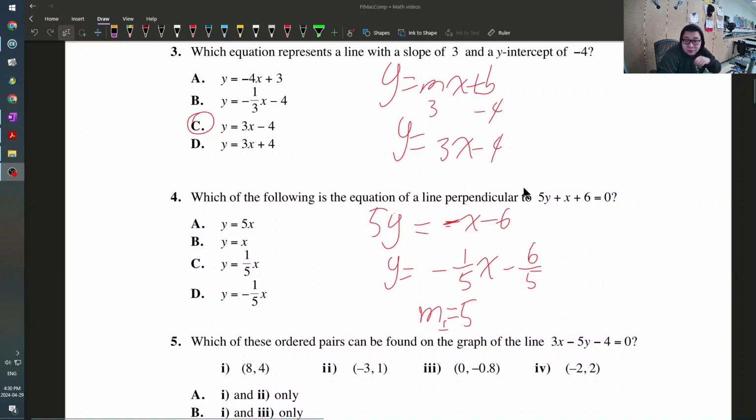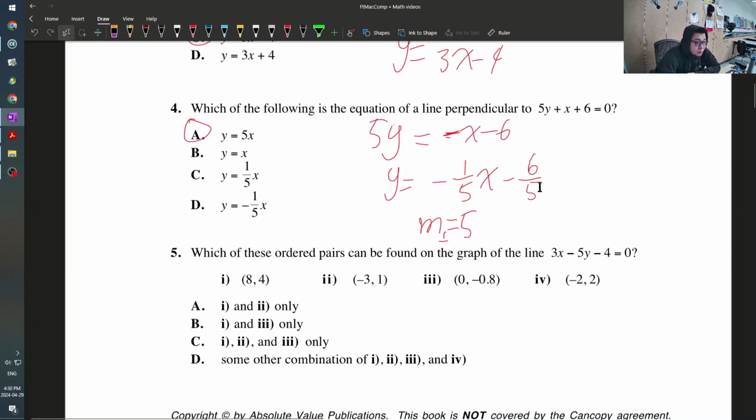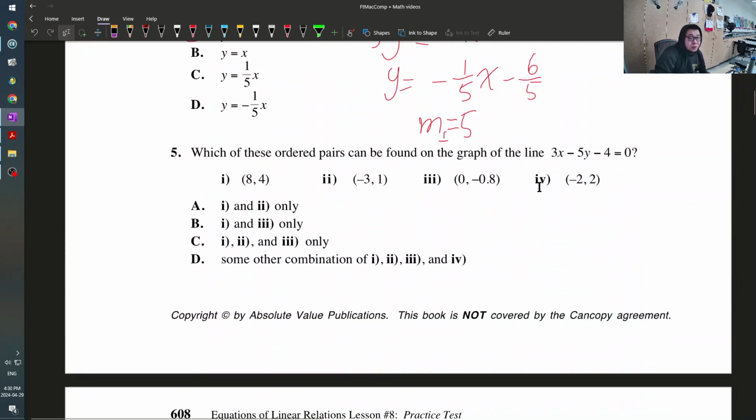So the slope is 5, and 4 is A. Okay, which of the ordered pairs can be found on the graph 3x minus 5y minus 4 is equal to 0? So plug in all the numbers. So this is x and y, right? So make sure you plug everything in. So 3 times 8 minus 5 times 4 minus 4. So which is 24 minus 20 minus 4 is equal to 0. So 1 is on the line.